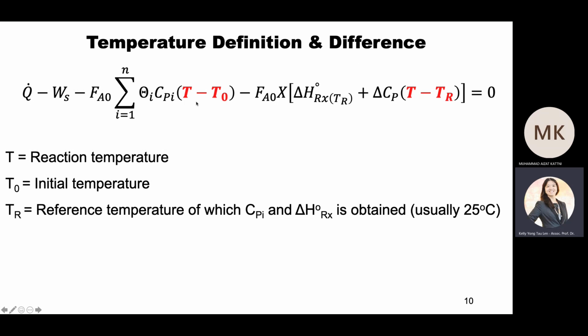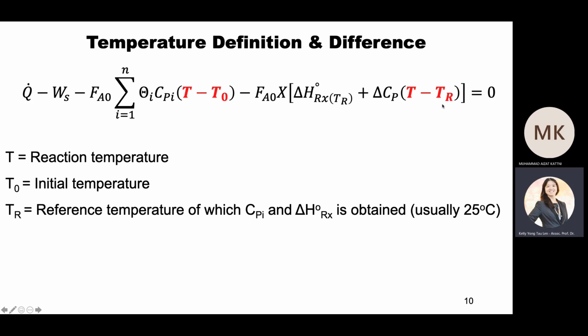So the first one, the T, yang T biasa saja, this is reaction temperature. Okay, yang T0 adalah initial temperature. Sebab tu, since it is non-isothermal, sebab tu sekarang ada T, ada T0. Kalau isothermal, T dah sama dengan T0. Okay, so that's the difference. Then last one kat belakang ada satu lagi, TR. So TR refers to reference temperature.